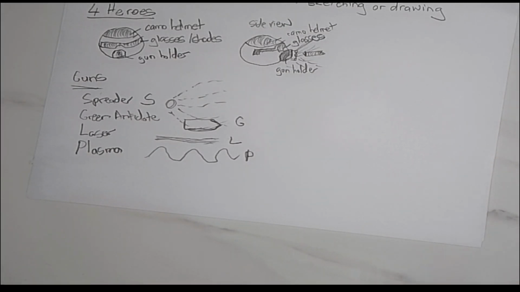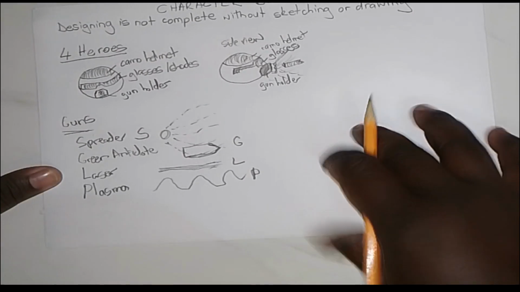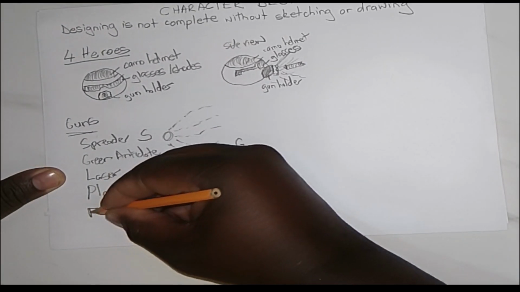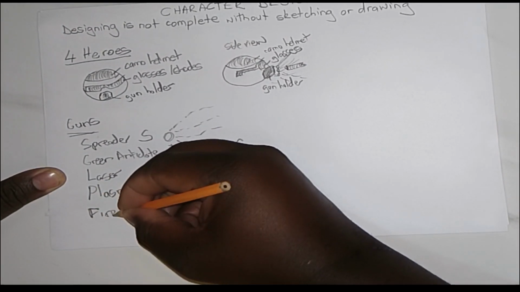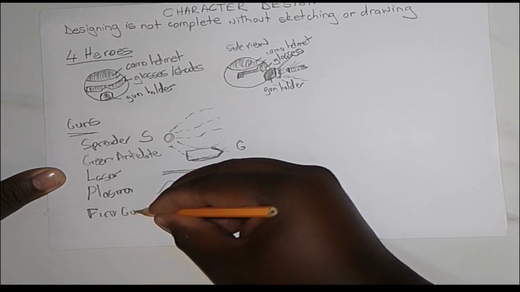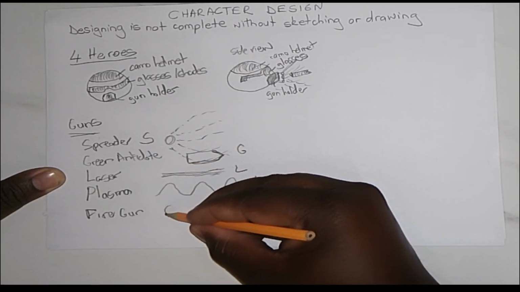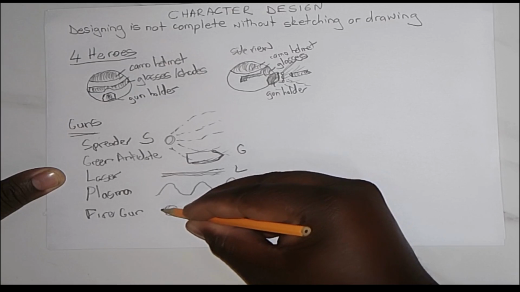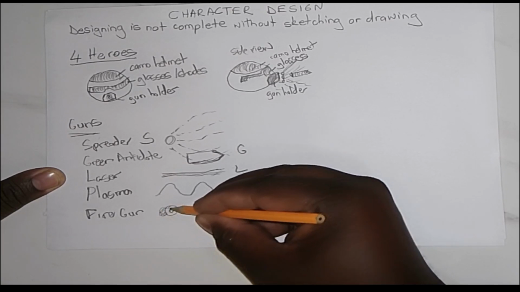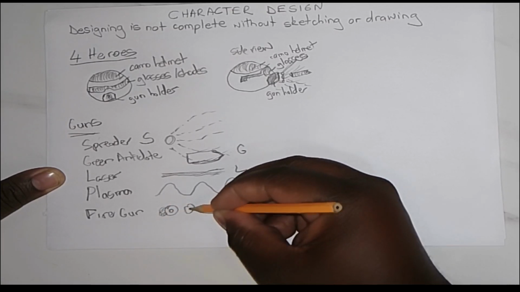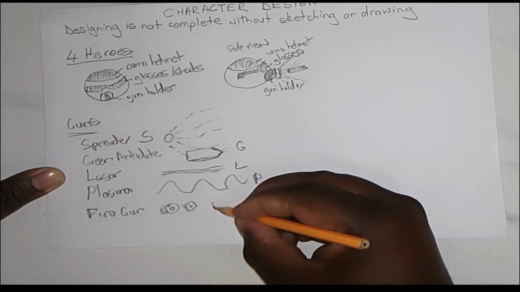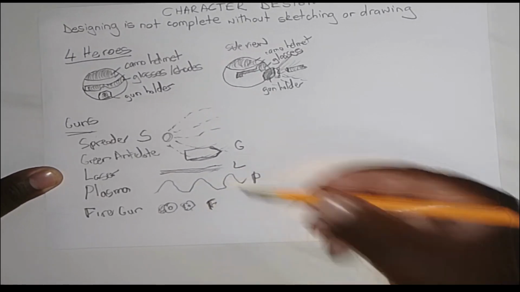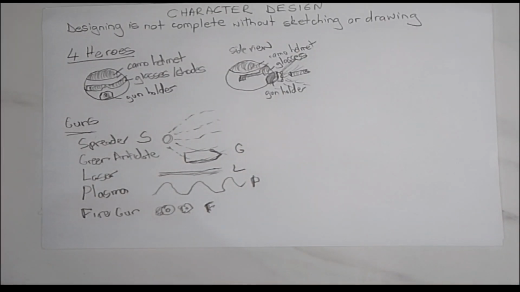And I may also add a gun which I'll call a fire gun. Fire gun. And of course, this one will produce fireballs. So it will be represented by F. I feel having something with fire will make the game more interesting.